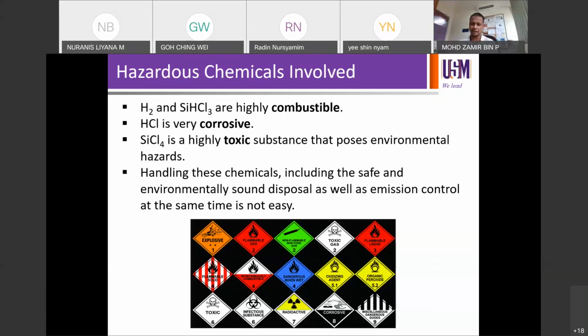Has anybody dealt with gas, hydrogen, nitrogen? Is nitrogen dangerous or not? Nor Anis, not dangerous. Farah Azwani, dangerous maybe. Okay, Fazira, not dangerous. Okay, why is nitrogen not dangerous? It's inert, right?